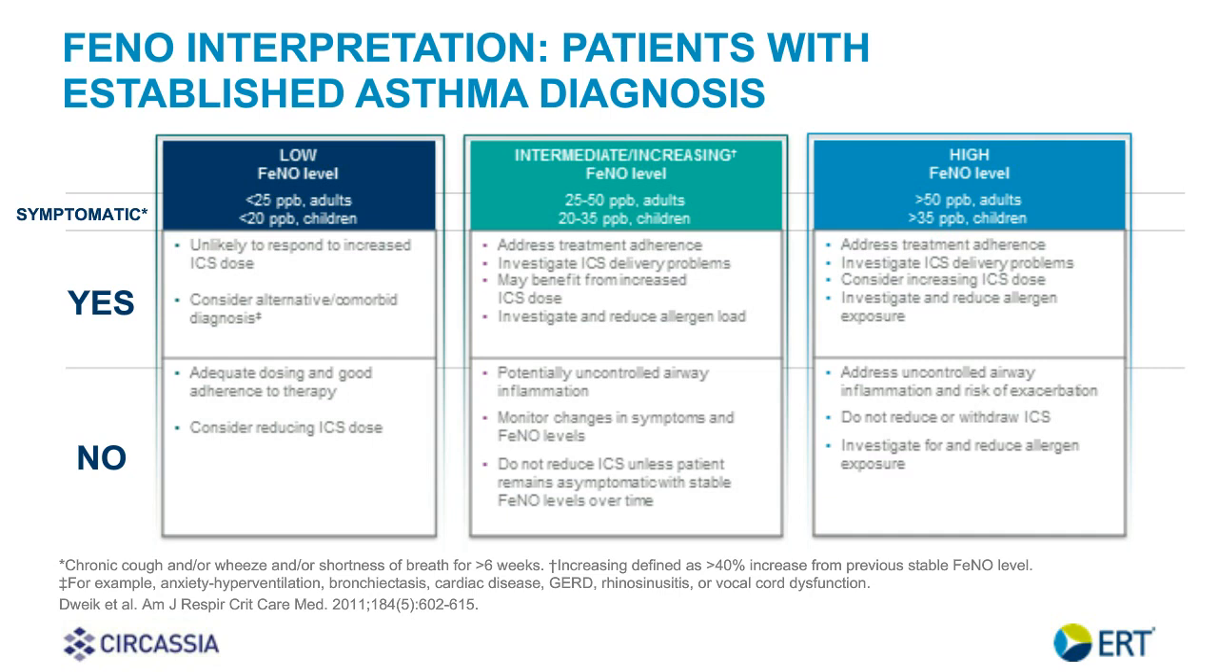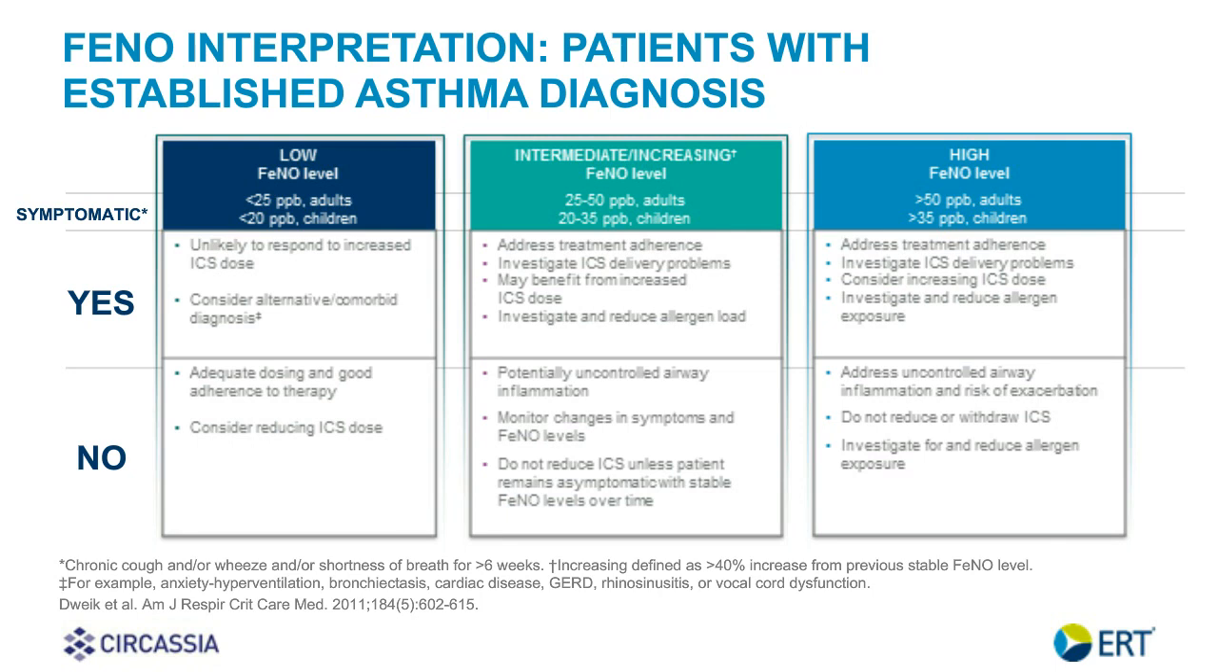In the intermediate level, if they're symptomatic, you may want to explore whether they're actually taking the medication, are compliant, and know how to use the device. If they're not symptomatic, they still may have some underlying inflammation, and you may not want to reduce somebody's therapy in this area.